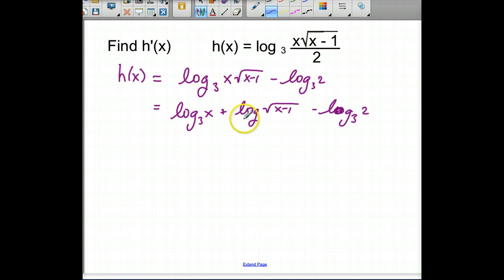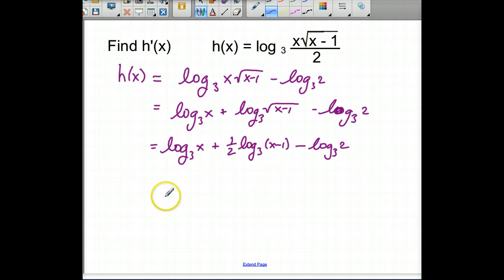So broke that up, and then this is x minus 1 to the 1/2, so we can put that 1/2 power out in front. Sorry, I forgot to write the base 3. If you don't write a base, it's assumed it's a 10. So 1/2 out here, log base 3 of x minus 1, minus log base 3 of 2.